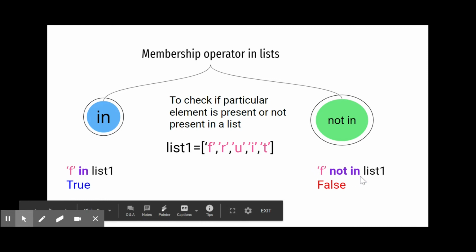Now if you look at this, I'm saying f not in list 1. So the syntax is the same as this, except here it's in and here it's not in. And then what is the answer? It's false, because f is actually in the list, and here I'm saying f is not in the list. So this is a false statement, so I will get the answer as false.